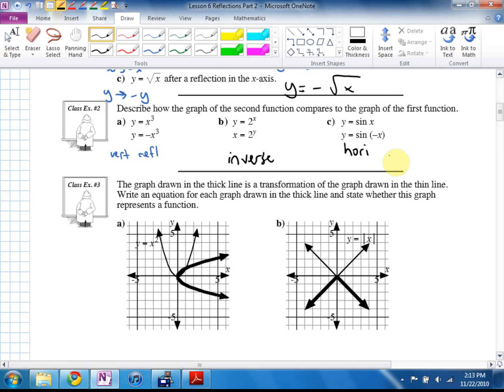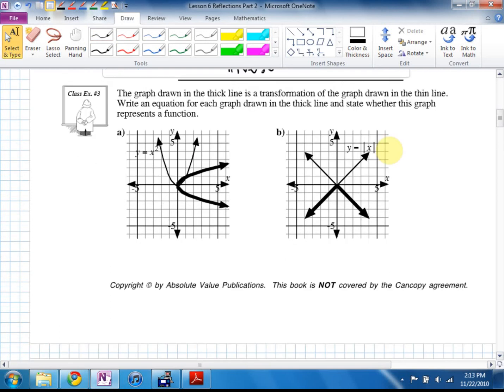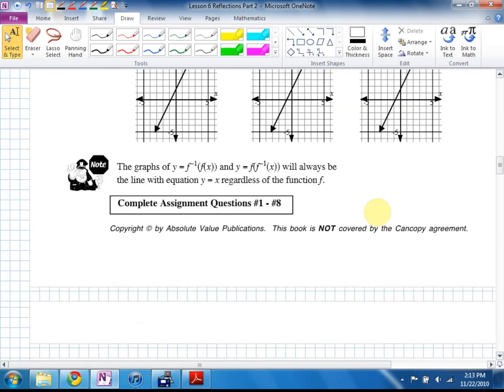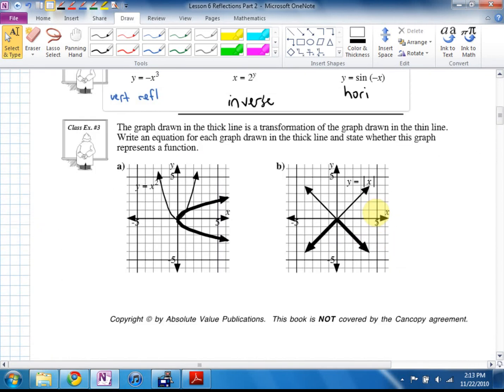So if my original is y equals x squared, x equals y squared, and then it adds one more thing. It says state whether the new graph represents a function. Do you remember how you could tell by just glancing at a graph whether it was a function or not? There was a test. Yes, you're right. The vertical line test.